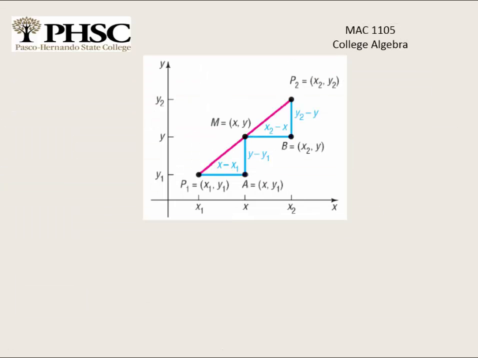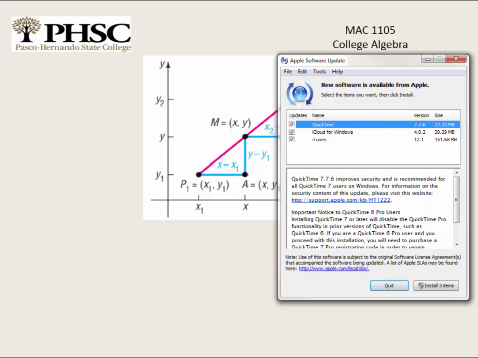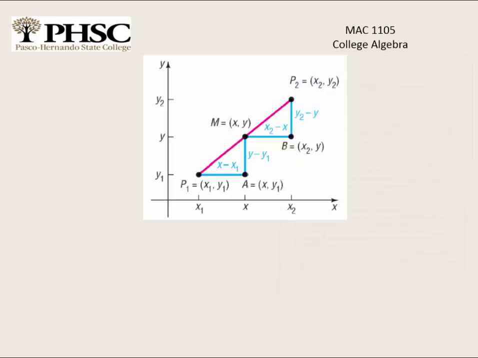Okay, so the next thing that we're going to talk about is the midpoint formula. So here we have 2 points. We have P1 with coordinates (x1, y1), and then P2 with coordinates (x2, y2). And then we have the line segment's midpoint M, which is (x, y). Also notice that we have a point A and a point B, and we're going to use all of this information in order to derive the midpoint formula.